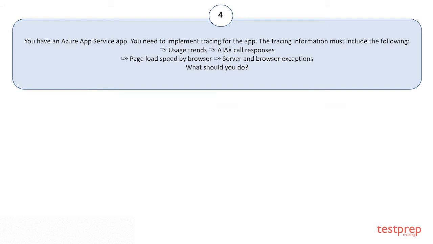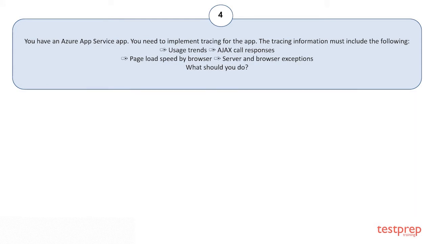You have an Azure App Service app. You need to implement tracing for the app. The tracing information must include the following: 1. Usage trends. 2. AJAX call responses. 3. Page load speed by browser. 4. Server and browser exceptions. What should you do?